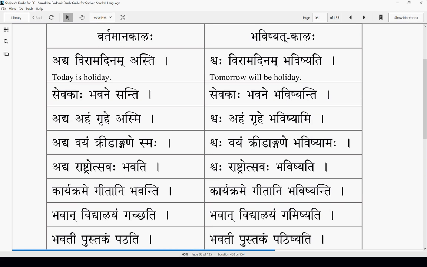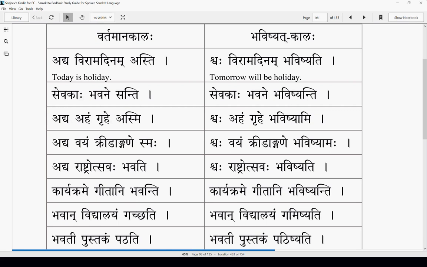That is the ekavachanam. Then we have sevakaha bhavane santi, sevakaha bhavane bhavishyanti. That is the plural. Santi changing to bhavishyanti in the bhavishyat kala or future tense. And then asmi changing to bhavishyami. Then smaha changing to bhavishyamaha. Adya vayam kridangane smaha, shvaha vayam kridangane bhavishyamaha. Then adya rashtrotsava bhavati, shvaha rashtrotsava bhavishyati. Rashtrotsava, national celebration.